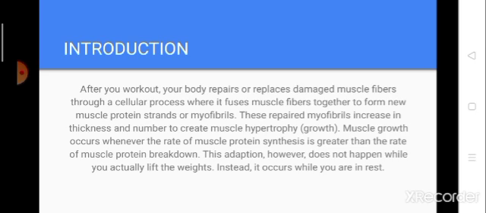After your workout, your body repairs or replaces damaged muscle fibers through a cellular process where it fuses muscle fibers together to form new muscle protein strands or myofibrils. These repaired myofibrils increase in thickness and number to create muscle hypertrophy, that is growth. Muscle growth occurs whenever the rate of muscle protein synthesis is greater than the rate of muscle protein breakdown.